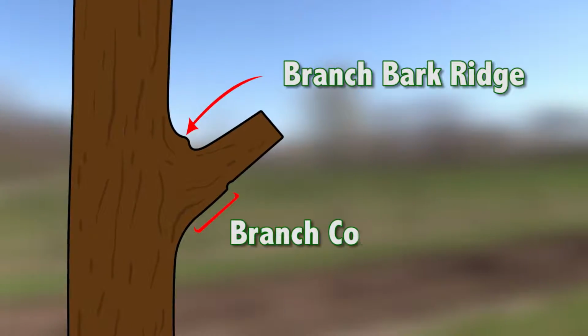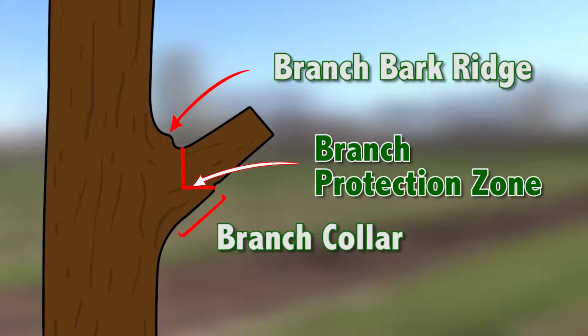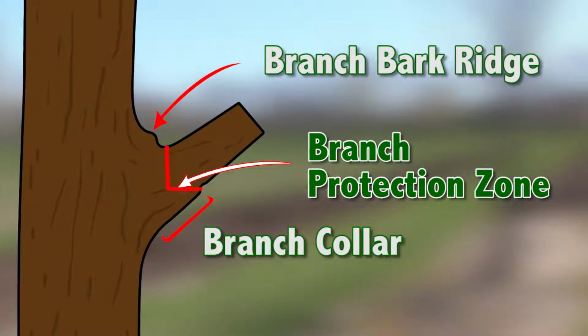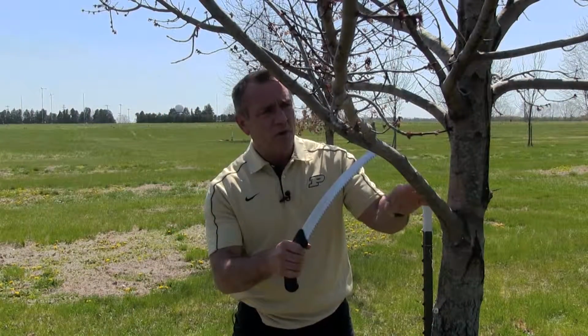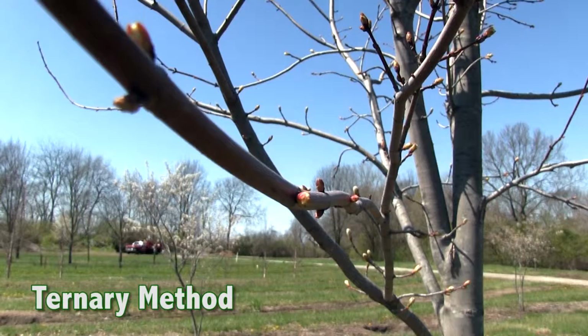No cut should ever be made inside this line. Inside this is called the branch protection zone, which contains specialized healing properties to help that wound seal properly. We're going to remove this smaller branch back to the primary stem or trunk. It's called the ternary method, which is actually 3 cuts.